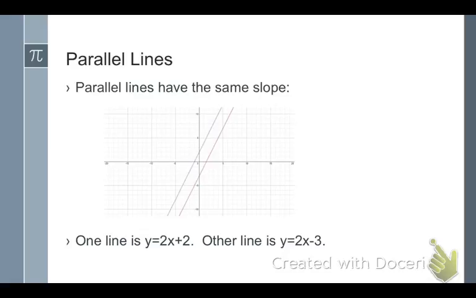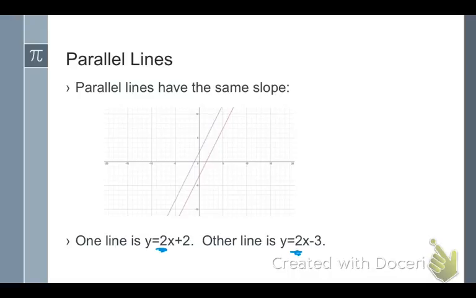So parallel lines, you can see in this graph here, I have 2 lines there, and they are parallel. Hopefully you all know what parallel means. They're the same distance apart at any 2 points. But the thing about parallel lines is they have the same slope. They have the same steepness. And because of that, they'll never cross. So here's one line is 2x plus 2 and the other is 2x minus 3. And if you remember from slope-intercept form, that number in front of the x is the slope. So the slope is 2 for both of them. So those lines are parallel.